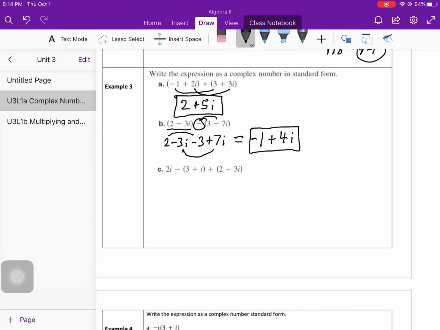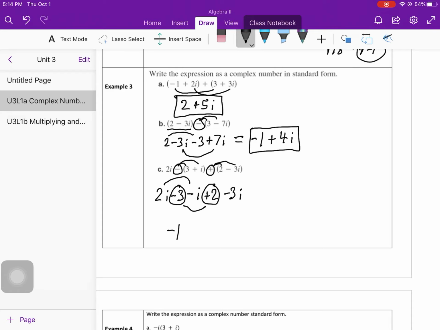And now C, 2i minus (3 plus i) plus (2 minus 3i). We have to be careful, look for those negatives, and distribute that. The positive doesn't change anything, so those terms stay the same. So 2i, now we distribute the negative, becomes -3 minus i, and then plus 2 minus 3i, and combine like terms here. Let's do the real parts first, which are -3 and +2. If we add those together, we get -1.